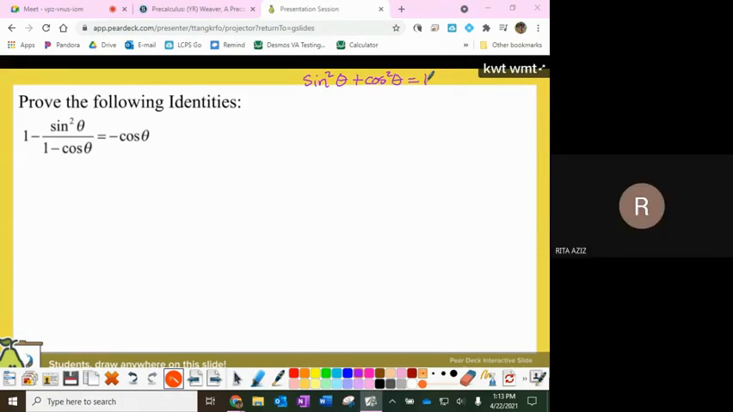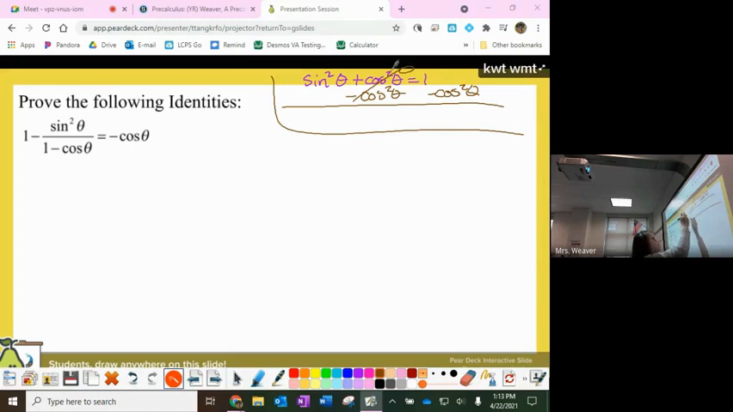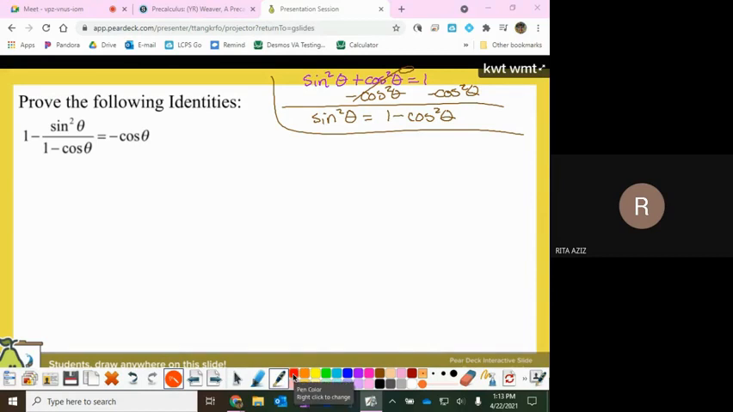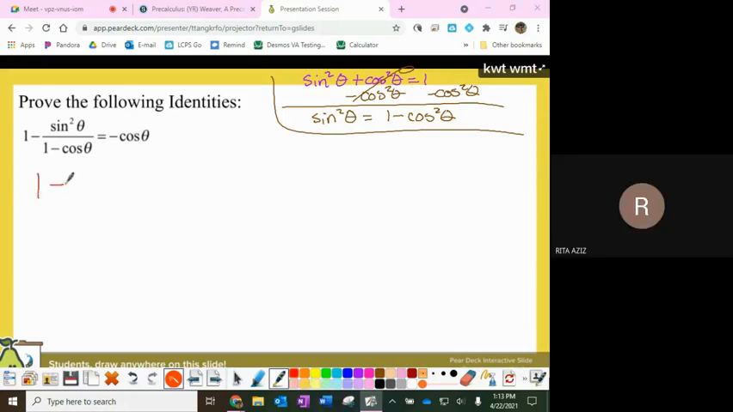You can subtract cosine squared theta to the other side. Okay, and that'll cancel and give us sine squared theta equals 1 minus cosine squared theta. Is that what you got? Yeah, and then you can just put that in the numerator. Okay, read me the whole second step. What should it look like? It would be 1 minus cosine squared theta over 1 minus cosine theta.